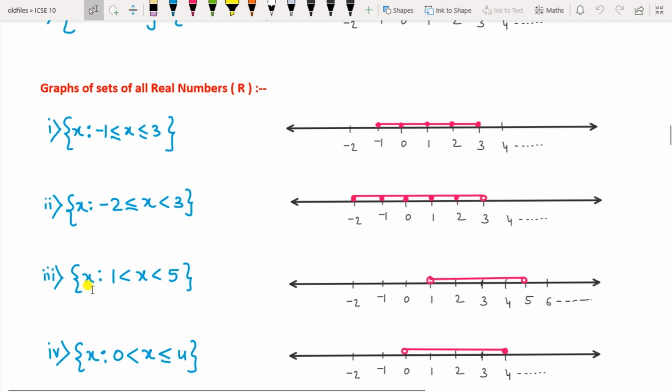Third example is 1 less than x less than 5. Here no equal to sign is there. So x is between 1 and 5 here. So 1 and 5 are not included, but all the numbers between them are included. So this is the representation. And 1 and 5 should be denoted as the empty circle here.